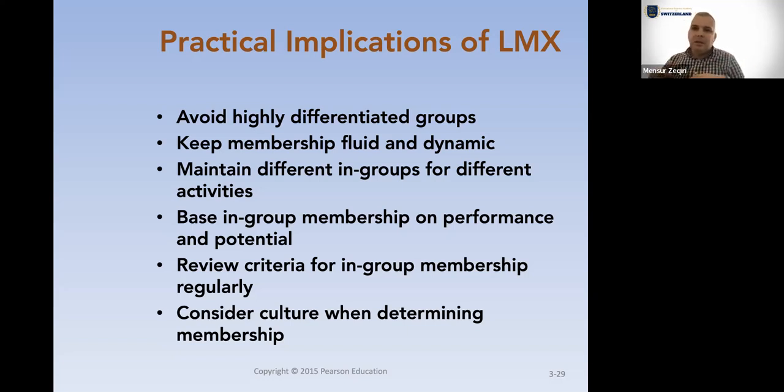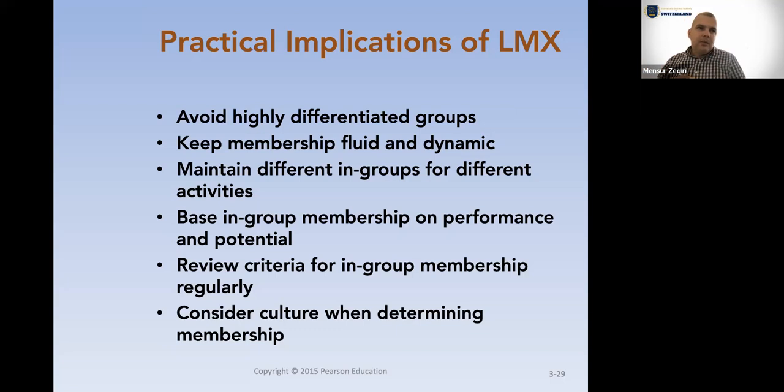So we had a leader that had his in-group, and he would never mingle with those who belonged to the out-group. You would always see him in the company of the in-group, either when going for lunch or otherwise. So it's better for you as a leader to avoid these differentiated groups. Try to have a good relationship with each and every person in the group. Another suggestion is to keep membership fluid and dynamic, and to maintain different in-groups for different activities. That will ease your job as a leader.